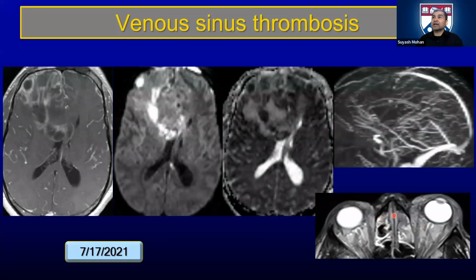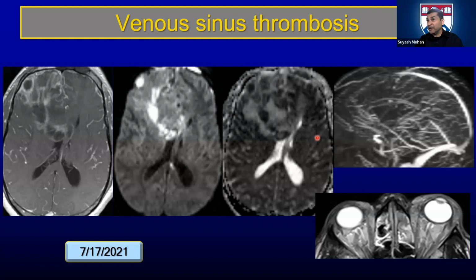And this extended into the brain. What it did was thrombose the anterior part of the superior sagittal sinus, and she presented with extensive bifrontal venous infarcts. I think she was only 34 years old. This was a few years ago.